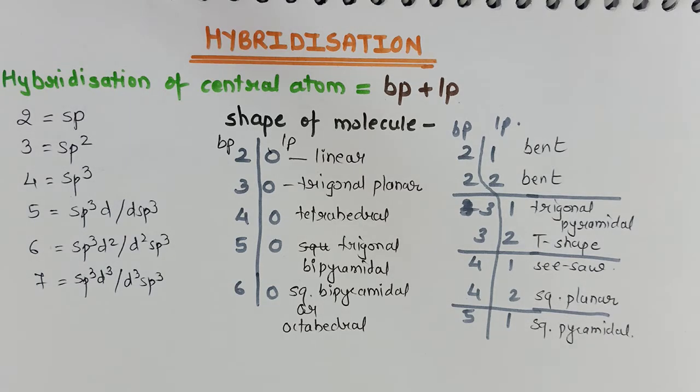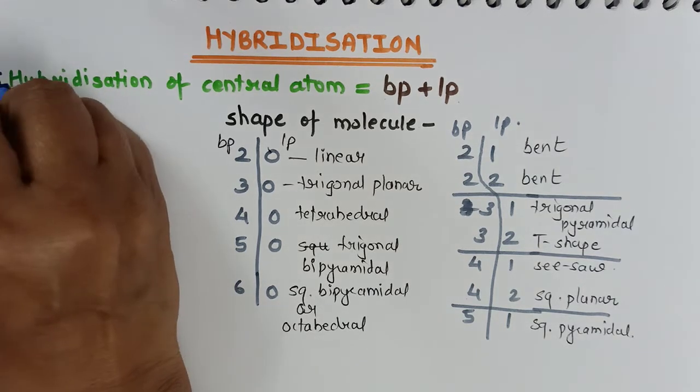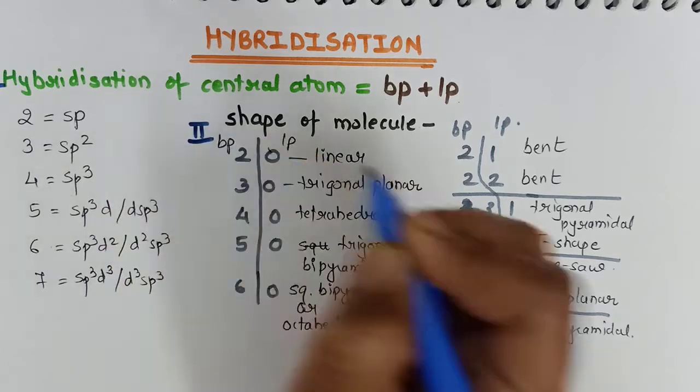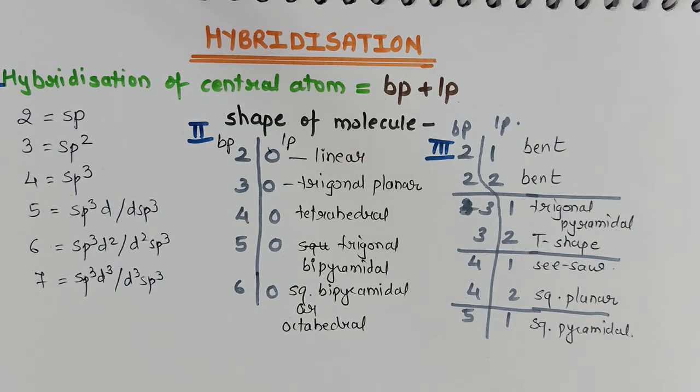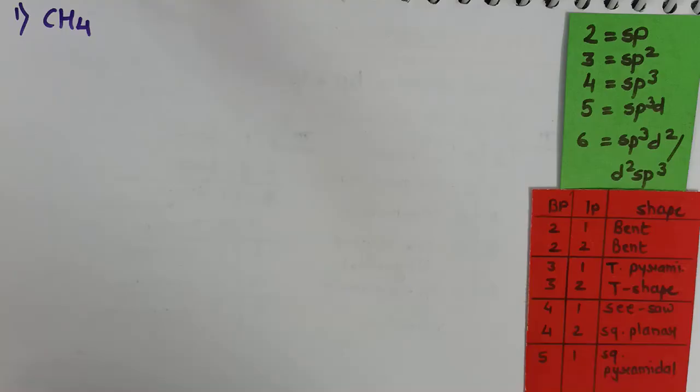So if you remember these 3 tricks, these 3 tables will help you to predict the shape of a given inorganic molecule. Let us solve some examples for this.